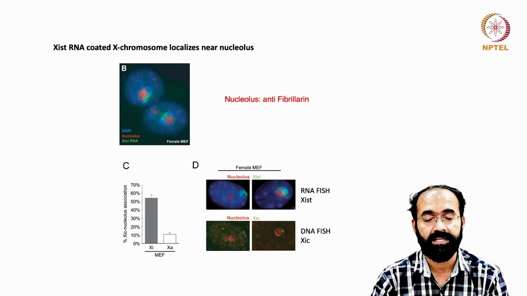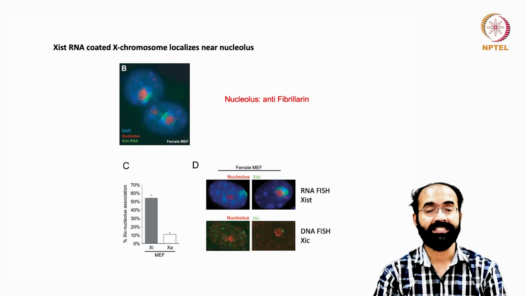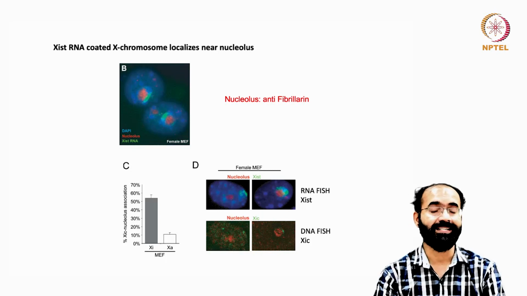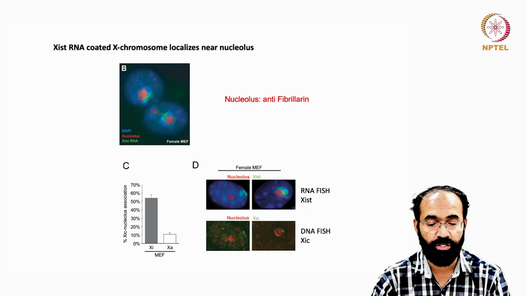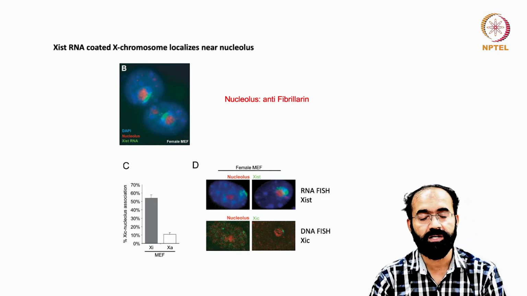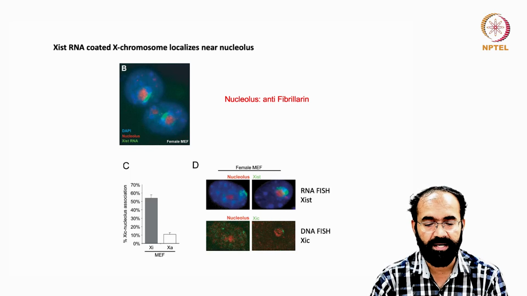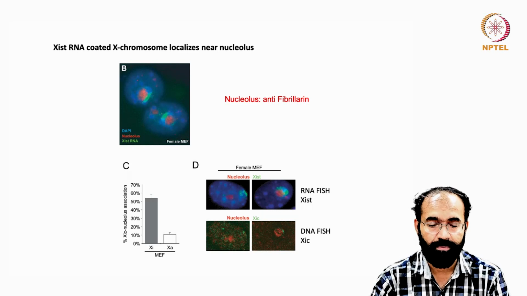So what it indicates is that the Xist-coated X chromosome, meaning the inactive X chromosome, comes closer to the nucleolus, which in turn eventually becomes closer to the periphery. Here it is closer to the nucleolus, and then it is eventually located at the periphery of the nucleus. The nucleus has a circular or oval shape, and it is moving towards the periphery.